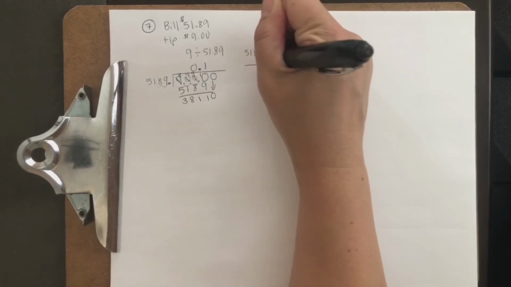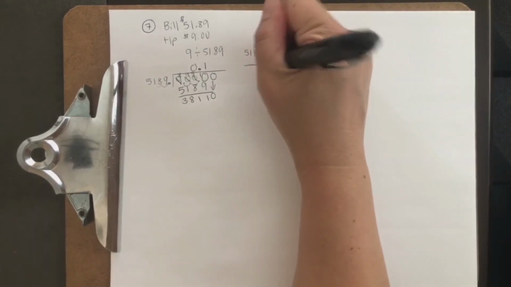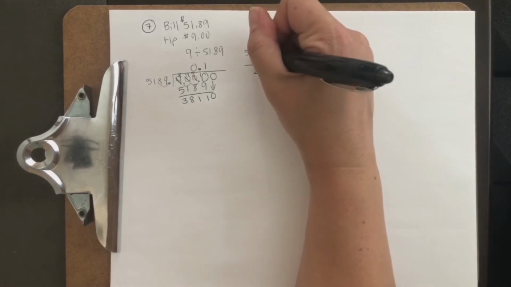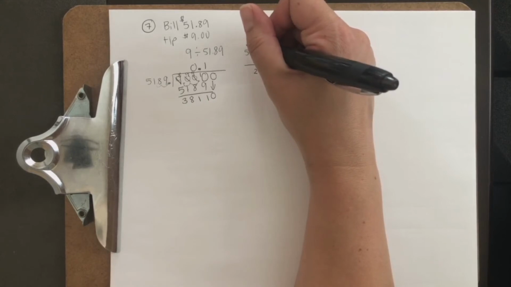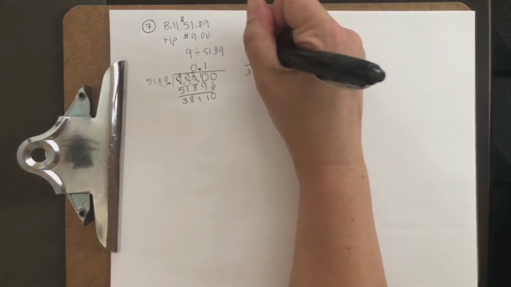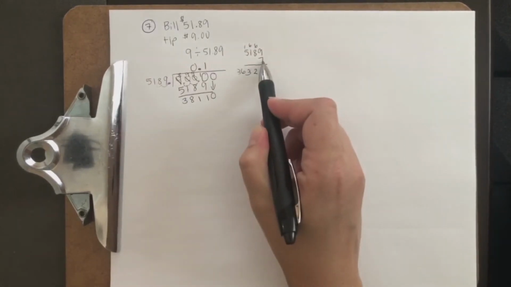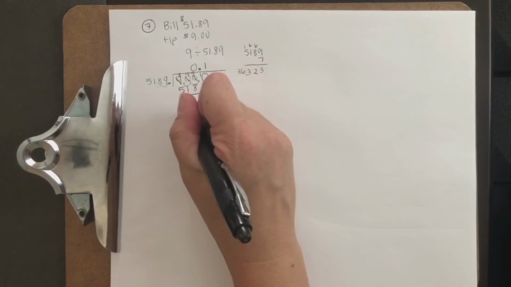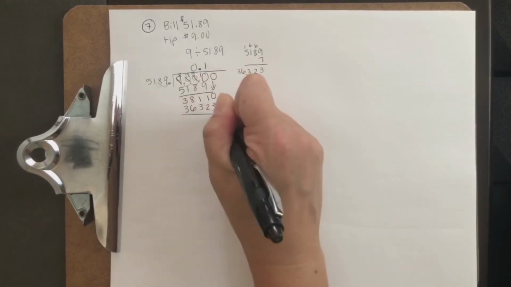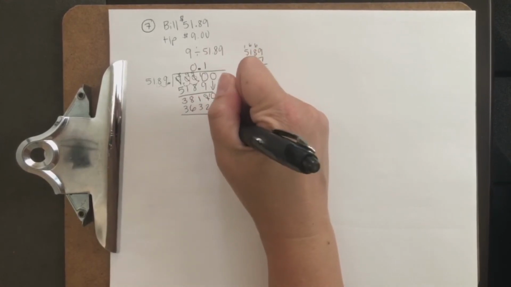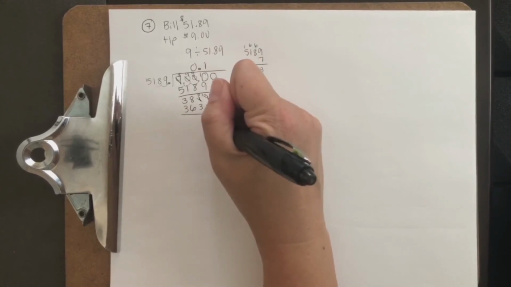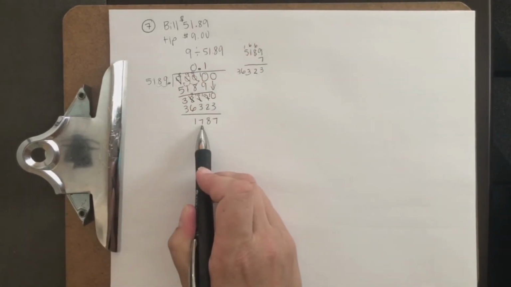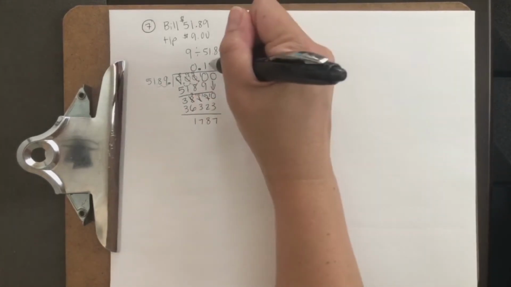51.89 times 7. 7 times 9 is 63. 7 times 8 is 56. Plus 6 is 62. 7 times 1 is 7. Plus 6 is 13. 7 times 5 is 35, 36. So 7 times 5,189 is 36,323. 10 minus 3 is 7. 10 minus 2 is 8. I keep borrowing here. 10 minus 3 is 7. 7 minus 6 is 1. 1,787. Okay, so that was 7.